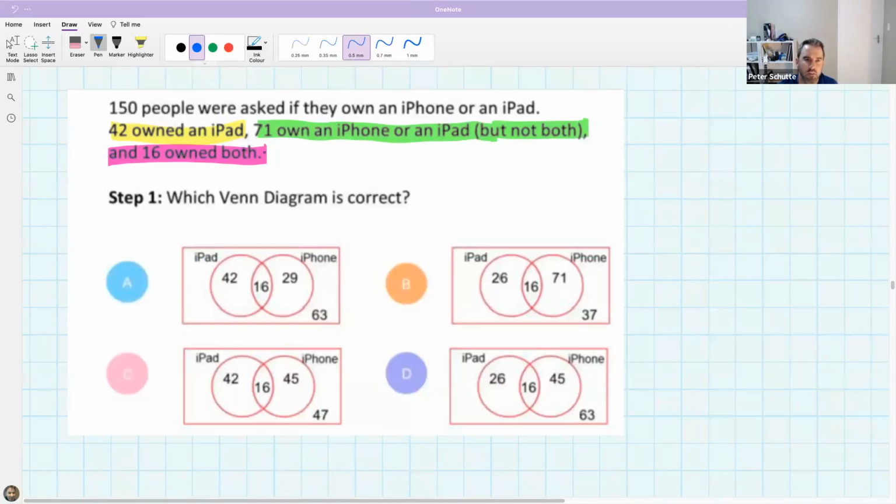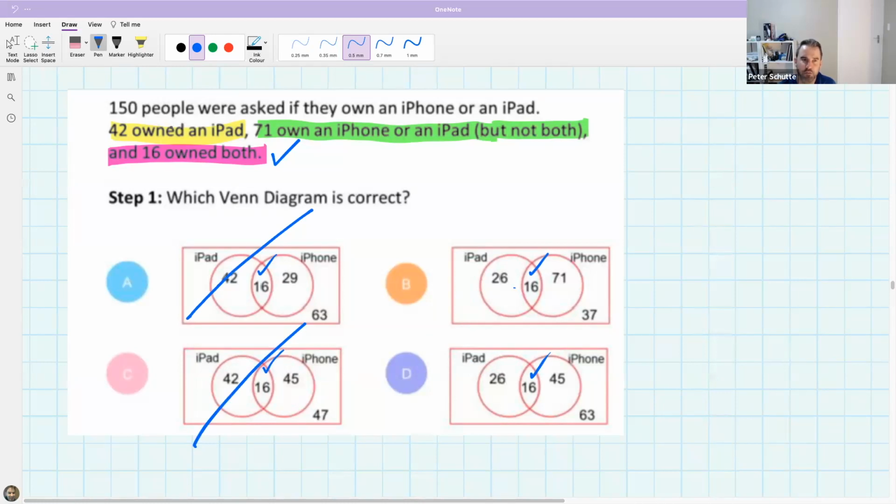Now, this piece of information isn't that useful because you can see it's correct in all of them. So 42 own an iPad. Well, that takes out that one. It takes out that one. It can only be B or D. Because remember, if 42 own an iPad, you can't have 42 and 16 adding up to 42. So the only options I think are B and D.